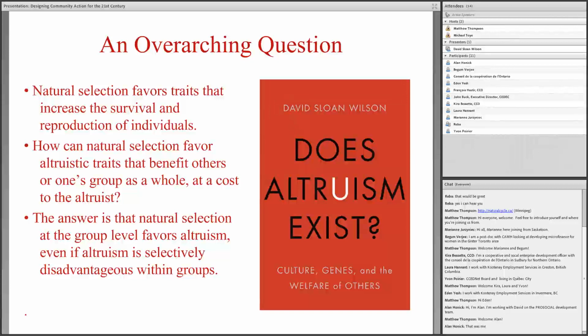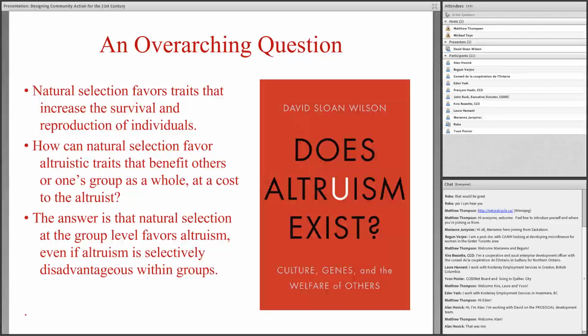And in all of the work that I do on both humans and non-humans, there's an overarching question that we need to ask about social behavior, which makes altruism and cooperation and communitarian efforts of all sorts a bit of a puzzle, which is that natural selection favors traits that increase the survival and reproduction of individuals. That's me doing better than you. And so how can natural selection favor the traits that cause us to do well as a group?